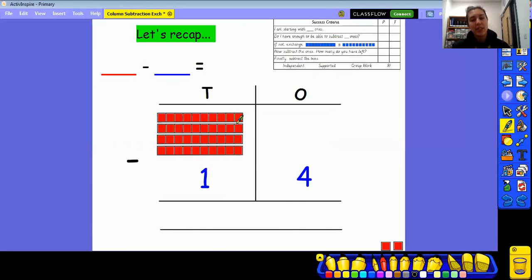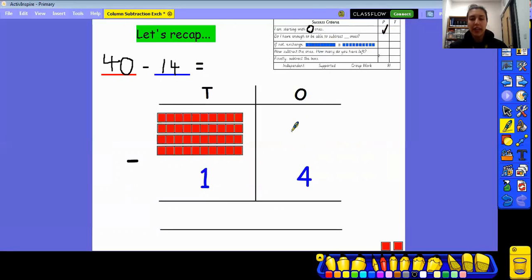So the number that I'm starting with, that's right, I'm starting with 4 tens. And I don't have anything in my ones column, so that means I'm starting with 0 ones. And I'm subtracting 1 ten and 4 ones, so we would say that is 14. 1 ten and 4 ones is 14. So let's follow our success criteria then to work out the answer. Remember the number on the top is what we're starting with, I'm actually starting with nothing, with 0 ones.